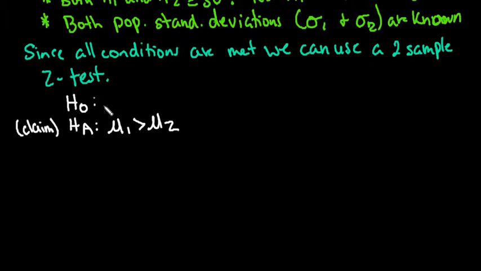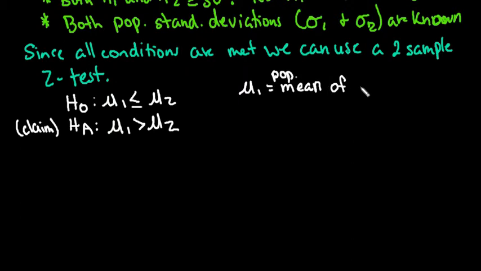The null hypothesis would then be the complement of that. Mu1 is less than or equal to mu2, okay, where mu1 is the mean, and this is really the population mean of the college prep students.